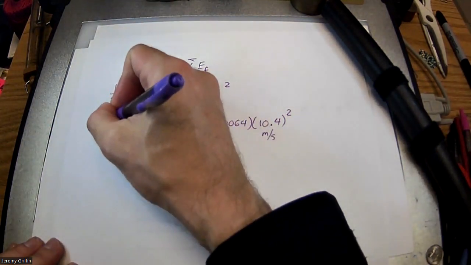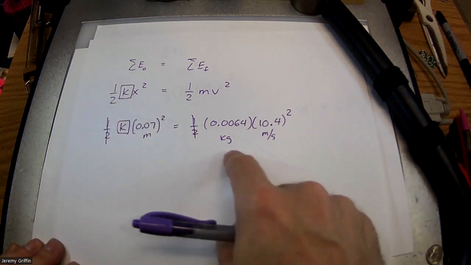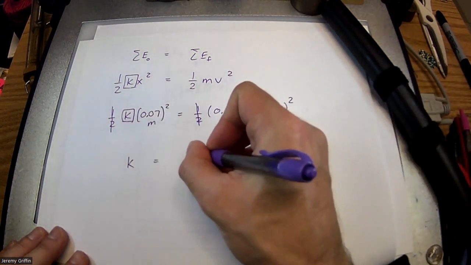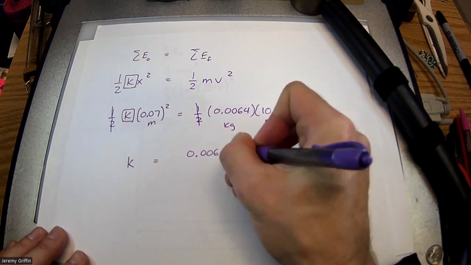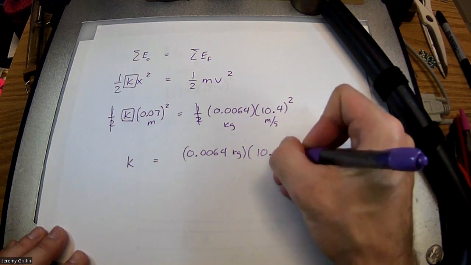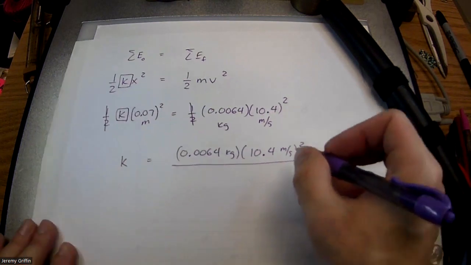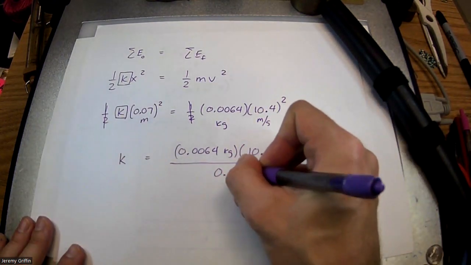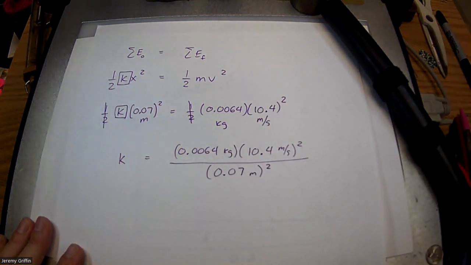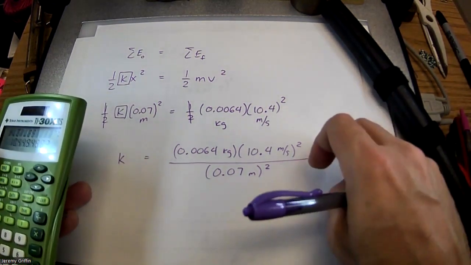I can cancel out the 1/2 on both sides. And then take this 0.07 meters squared and divide that down. So k, the spring constant, is going to be the mass of the ball in kilograms times the blast speed in meters per second being squared, all divided by the compression of the spring in meters, also being squared. Just like that. And this will naturally come out to some number of Newtons per meter.